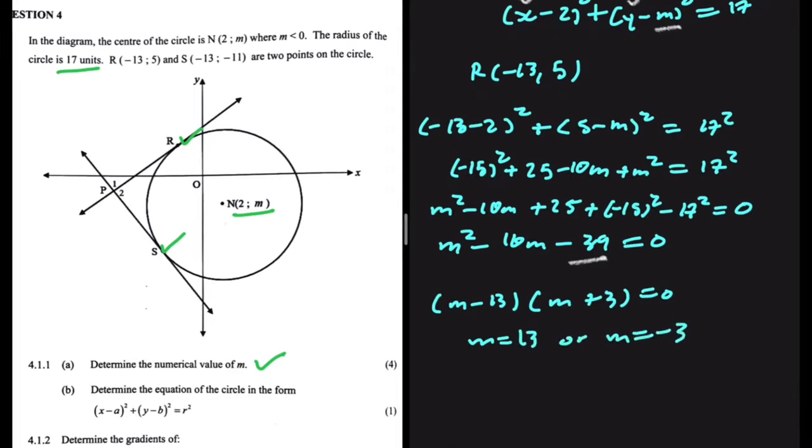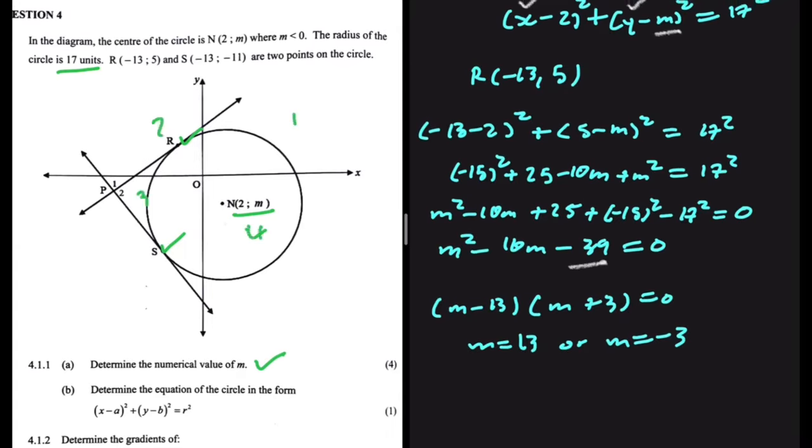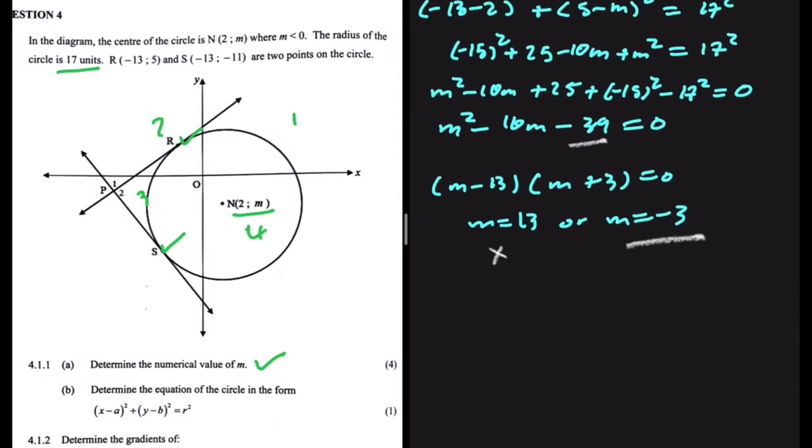Let's look at m and its position and see what makes sense. m is the y coordinate in the first, second, third, fourth quadrant. In the fourth quadrant, y is negative. So the answer we're going to take is that m is equal to minus 3. It is not equal to 13. Right, so that is the value of m.